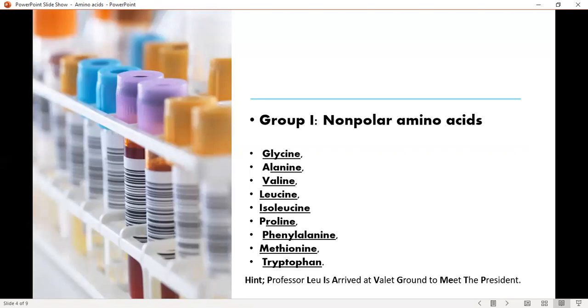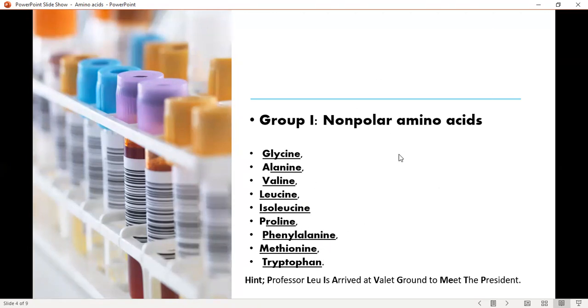Now we will talk about the types of amino acids. First of all, the first type of amino acid is non-polar amino acids. They are also called group 1 amino acids. We have 9 amino acids that are non-polar in nature. These include glycine, alanine, valine, leucine, isoleucine, proline, phenylalanine, methionine, and tryptophan.